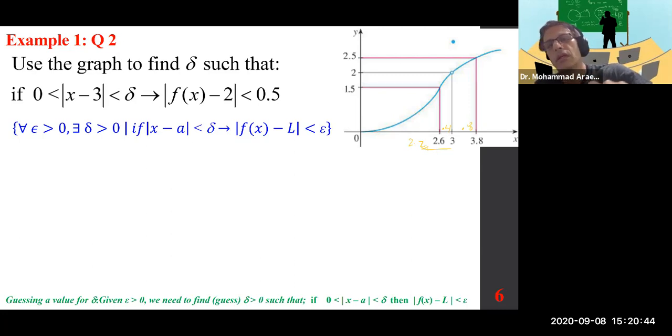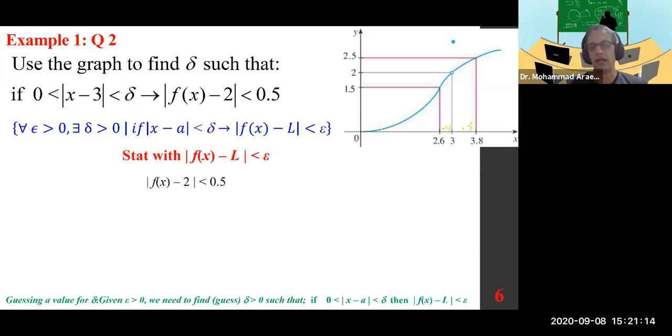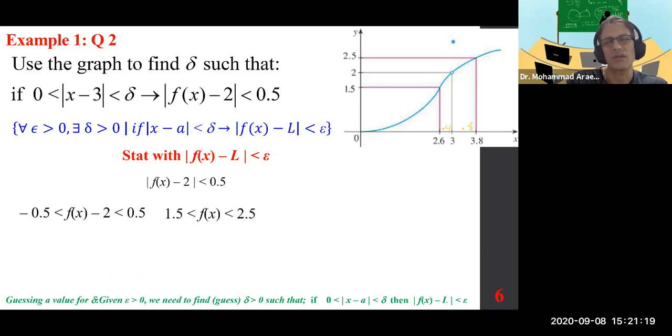So what does it mean? It means if the delta is the same on both sides, that's your choice. If it's not, then you choose the smaller of the two. Otherwise, it doesn't work. Again, if you choose 0.8, does it work for the right side? Yes. Does it work for the left side? No. If you choose 0.4, does it work for the left side? Of course. Does it work for the right side too? Yes. It's within that 0.5. And that's the idea. So the process is start with f of x minus L less than epsilon, and you know that it's already there. For a graph like this, you don't even have to do that.